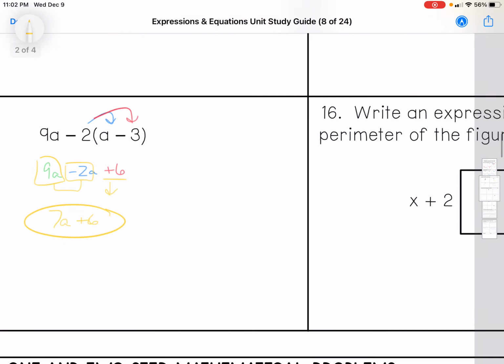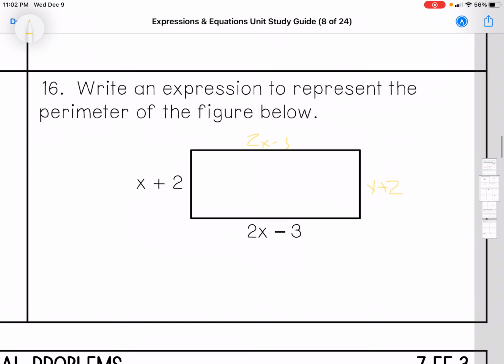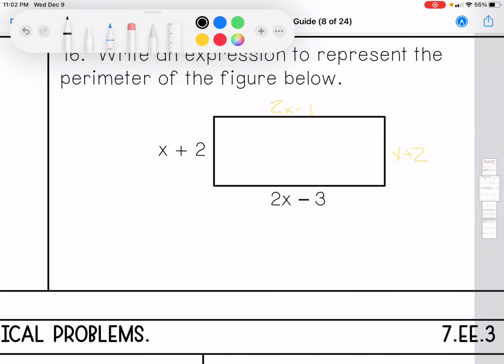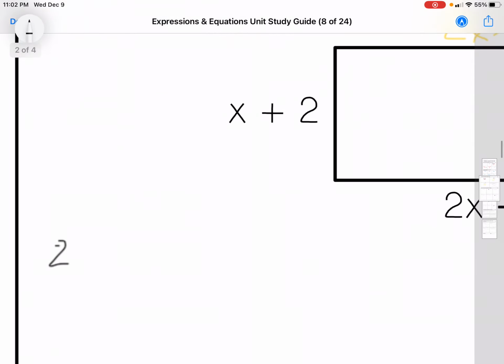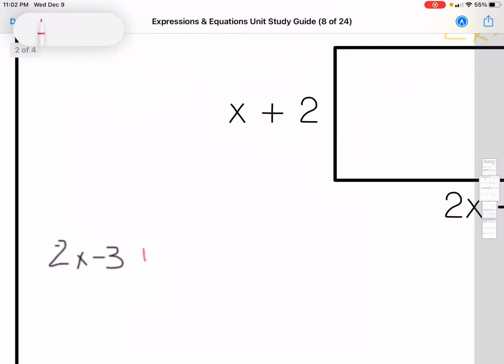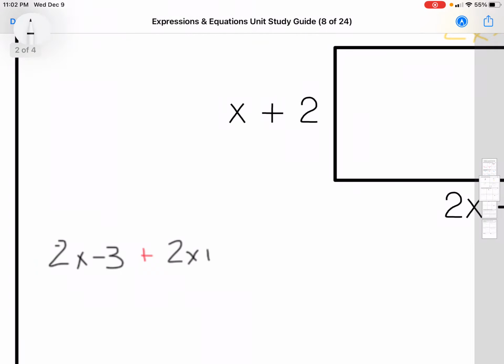7a plus 6. All right, write an expression to represent the perimeter. Remember, the perimeter is adding them all up. So if the bottom is 2x minus 3, then the top is 2x minus 3, and the side is x plus 2. All right, so you're just going to add all of that up. So you're going to have 2x minus 3. I'm going to put the plus in red. Plus 2x minus 3. I almost wrote plus 3. So that's the top and the bottom.